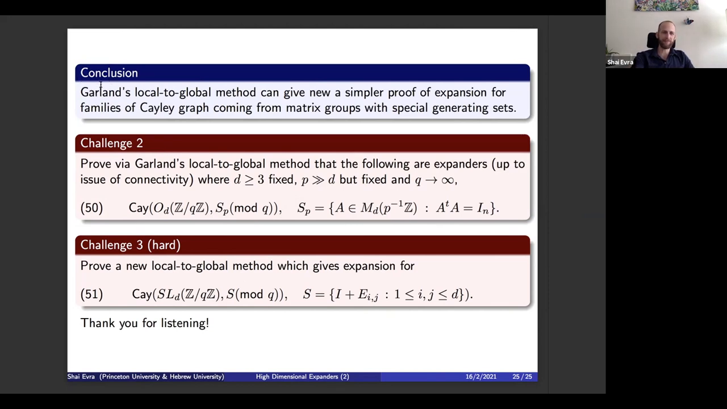So just in conclusion, Garland's local to global method, as was proved in this case by Zhuk and by Oppenheim, gives us a simple proof of expansion using just local information. And I wrote down two problems I'm thinking about maybe. I just thought to put them out there. One is supposed to be much easier than the other one. There are many natural Cayley graphs that you can apply Garland's method to. I think this is one of the simpler ones, but instead of working with all the matrices, you might need to look at only orthogonal matrices.